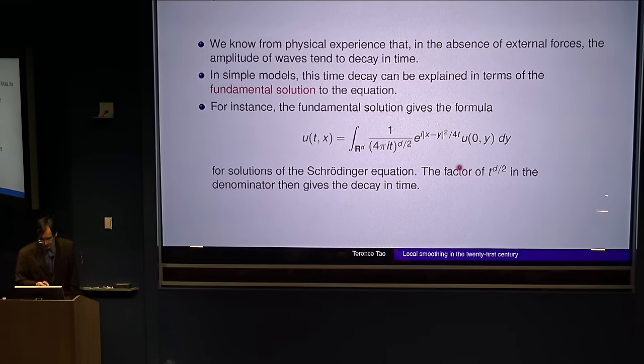But the only thing I wanted to put your attention to is that there's a denominator here, t to the dimension over 2. And so just from that factor alone, as the dimension gets bigger, as time gets bigger, this integral is going to get smaller, and so you expect solutions to decay in amplitude as time progresses. And in fact, the bigger the dimension, the more decay you should expect. And there's a similar but more complicated formula for the wave equation. Okay, so we have this time decay as well.